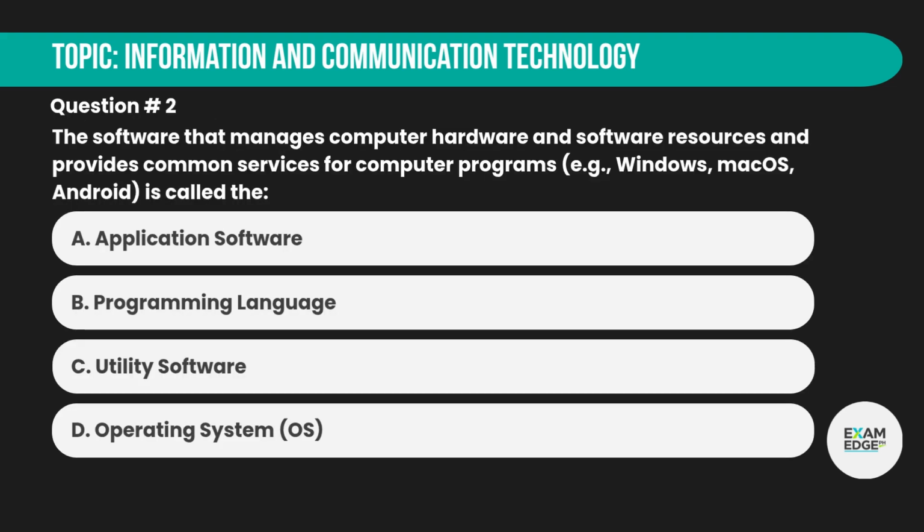Question number 2. The software that manages computer hardware and software resources and provides common services for computer programs, e.g., Windows, Mac OS, Android, is called the A. Application software. B. Programming language. C. Utility software. D. Operating system, OS.